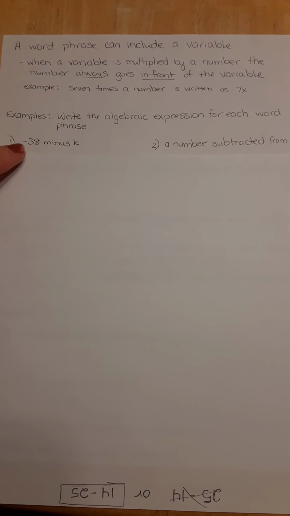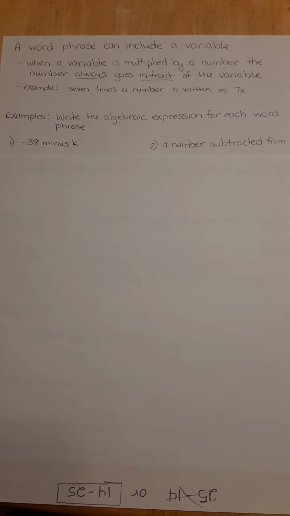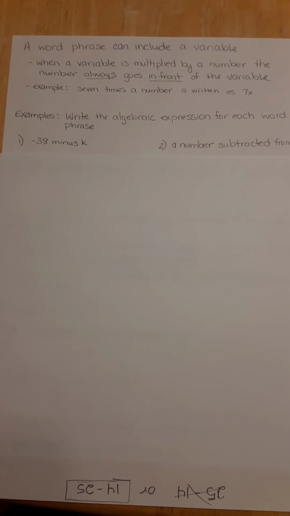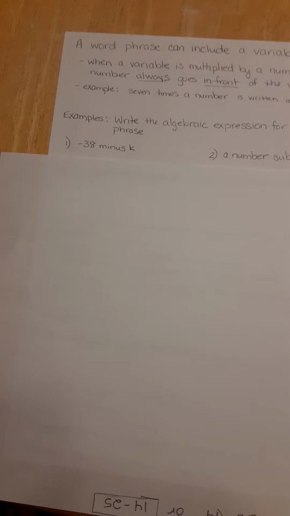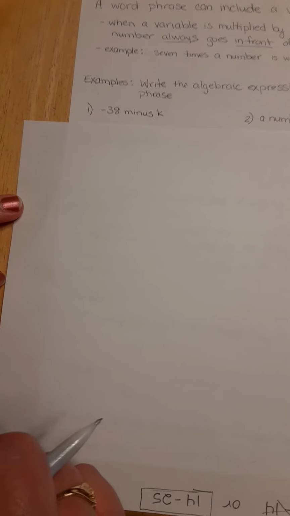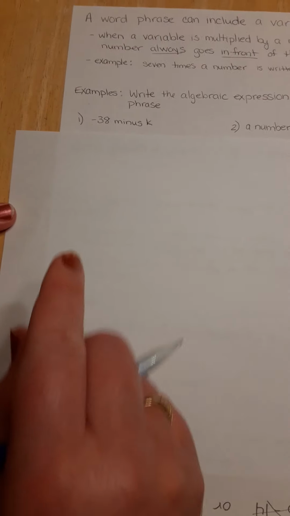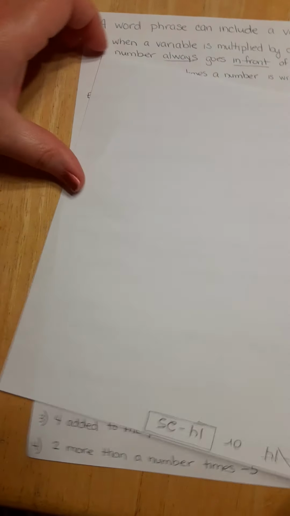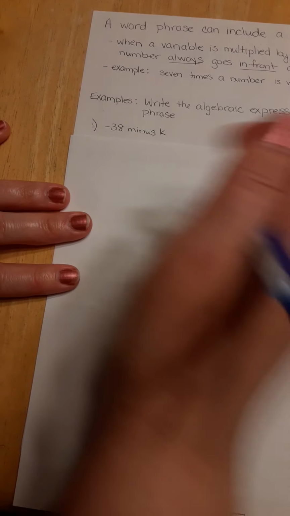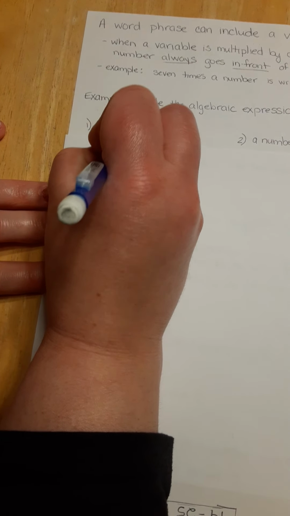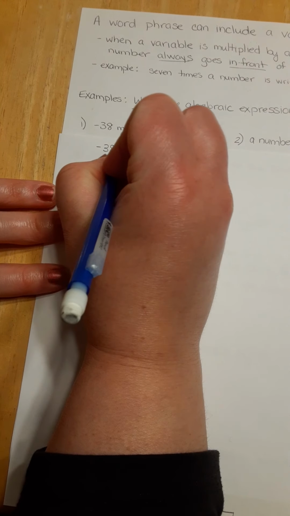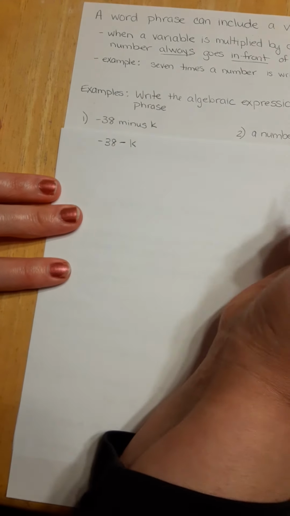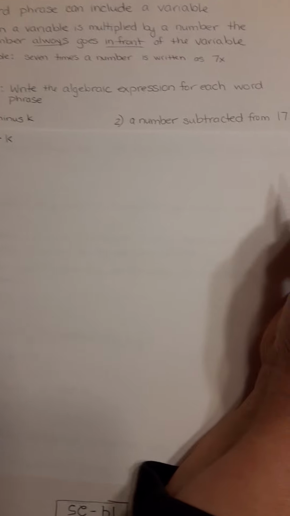I've got negative 38 minus k. Okay, what does minus mean? It means subtraction. So negative 38 minus k. We have to watch the order. We're going to write negative 38 and simply what it tells me here, minus k. Okay, look at example number 2 here.